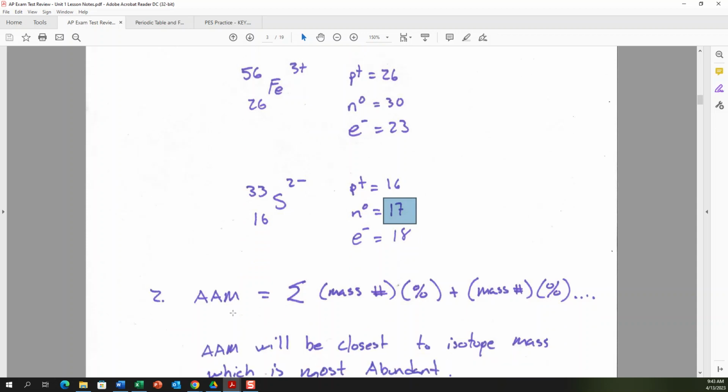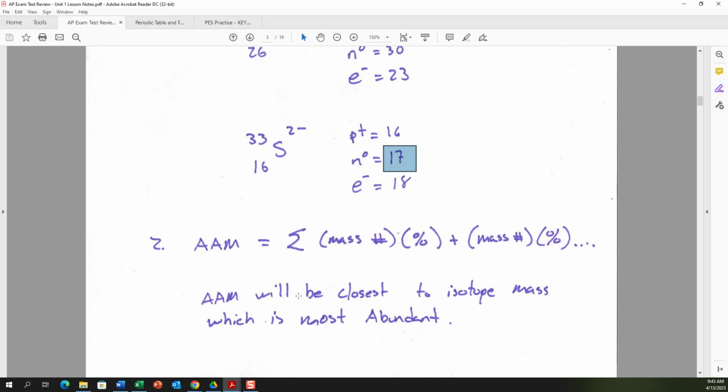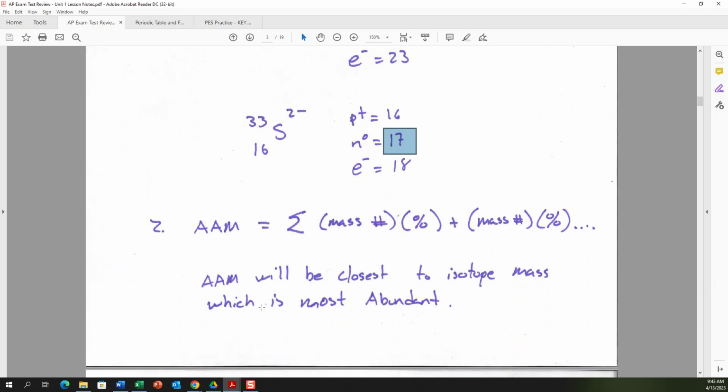Okay. Calculating average atomic mass, right? Why is the atomic mass of carbon 12.011 and not 13? Well, there are 3 isotopes of carbon: carbon 12, carbon 13, carbon 14. But the most abundant one by far is carbon 12, and that's why the average atomic mass, which is a weighted average of the mass of each isotope weighted by their percent abundance, is close to 12. The majority of carbon atoms are going to be carbon 12 atoms, and a very small fraction of them are going to be carbon 13 or carbon 14.